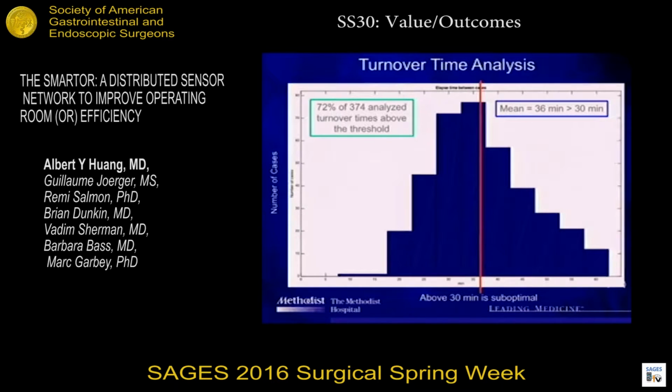First, starting with the turnover time, of the 374 that we analyzed, we saw that 72% of these exceeded our institutional goal of 30 minutes. So most of the turnover times that happened during the course of the day were above the ideal time frame, indicating a potential opportunity for improvement.